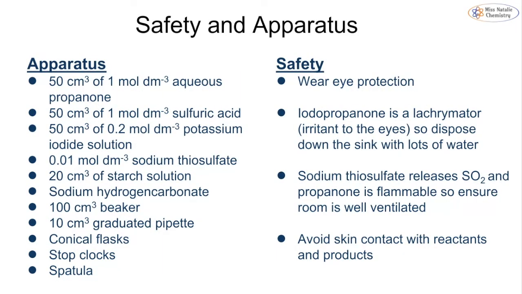So for apparatus, we're going to be using propanone, sulfuric acid, potassium iodide, thiosulfate, and starch. We're going to use sodium hydrogen carbonate to quench our reaction. We're going to need things like a beaker, graduated pipette, conical flask, and of course a stop clock, because we are going to be timing this particular reaction.